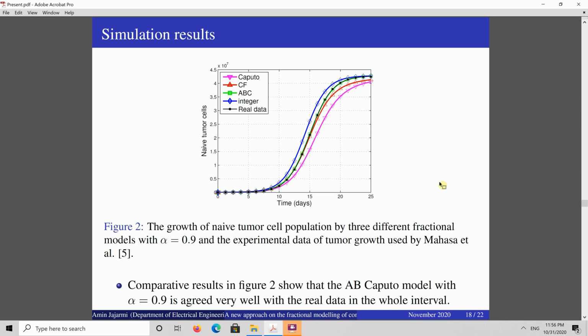Figure 2 shows the growth of tumor cell population by three different fractional models with alpha equal to 0.9 and the experimental data of tumor growth used in reference 5. Comparative results in figure 2 show that the AB Caputo model with alpha equal to 0.9 agrees very well with the real data in the whole interval.